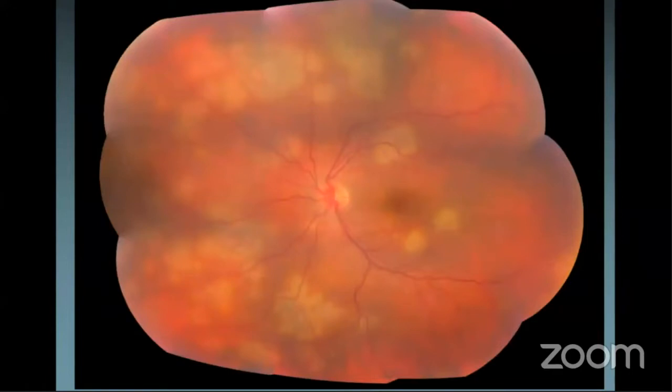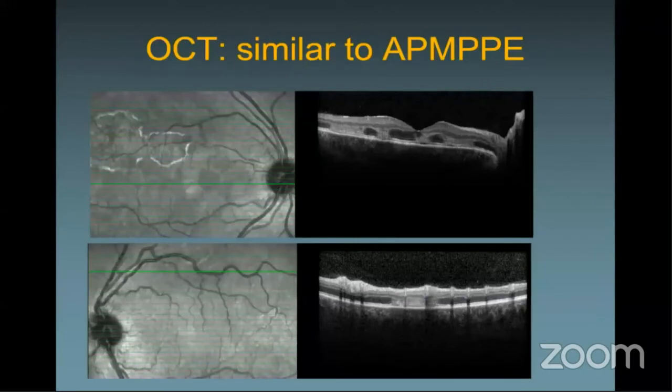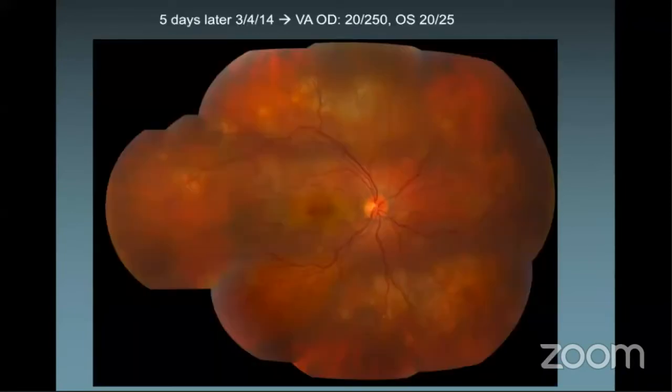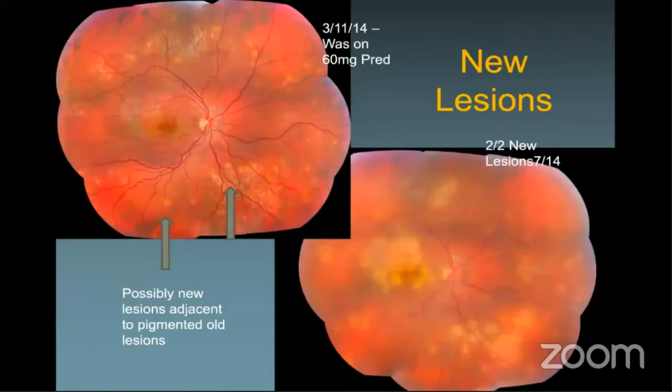Here you can see this patient with bilateral multifocal placoid lesions. The fluorescein angiogram is quite typical of what one sees in APMPPE, with initial hypofluorescence and late hyperfluorescence. And the OCT is quite similar to what we saw in the previous example with APMPPE, with involvement of the outer nuclear layer in addition to the pigment epithelium and the choriocapillaries. Unlike APMPPE, this condition needs treatment, usually with steroids, and resolves, but has new crops that come on, as you can see in this example.